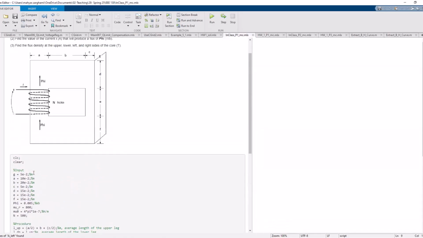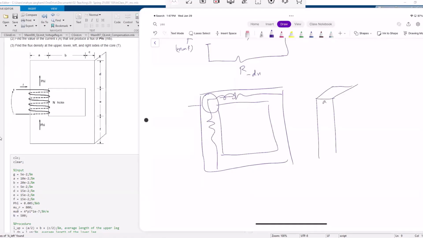And then we have to come up with the cross-section. So the cross-section through which the flux is passing for each of these paths would be different. So for the left part, it would be A times G, right? A times G. So that A and that G, these two will make that cross-section for this path on the left-hand side.